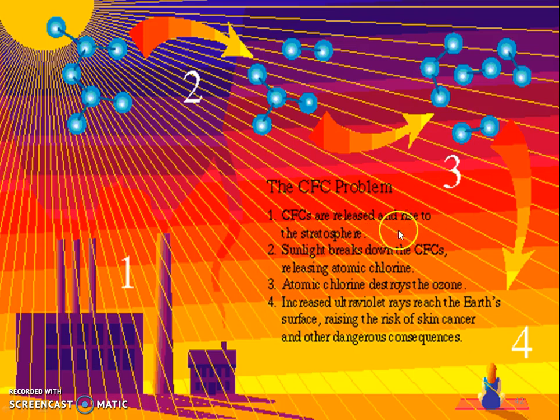The CFCs are released and rise to the stratosphere. The sunlight breaks those CFCs down, releases this atomic chlorine, and we know that chlorine gas is very, very toxic. 3, the atomic chlorine destroys the ozone. And 4, the increased ultraviolet rays reach the Earth's surface, raising the risk of skin cancer and other dangerous consequences. So that's what's happening here. So we have our CFCs, goes into our atmosphere, the sunlight's going to break it down, and then comes back and lets more sunlight or more of those UV rays coming down to Earth.